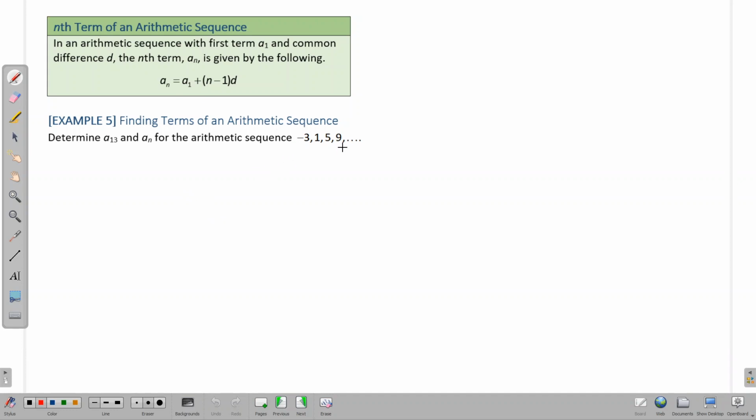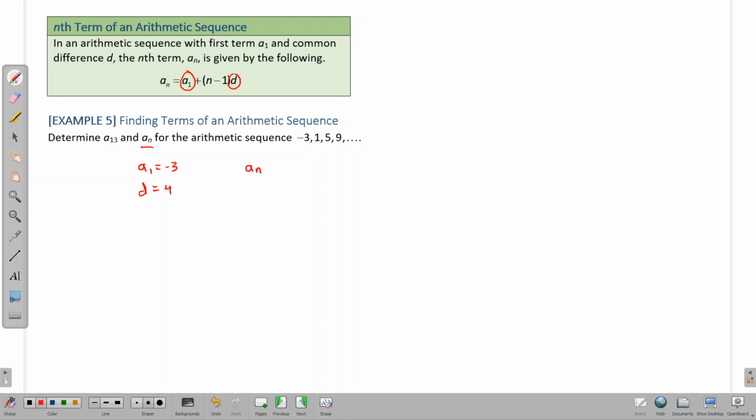So here we have an arithmetic sequence. They want us to find the 13th term and the explicit formula. I would find the explicit formula first. In order to get the explicit formula, we need 2 things. We need to know A1 and we need to know D. Those are the only 2 things that we actually need. So we can easily see A1 is just the first term. It's negative 3. And then D is the common difference. Well, what are we adding each time as we progress through the sequence? And you can see it's 4. We add 4, add 4, add 4. So the common difference is 4.